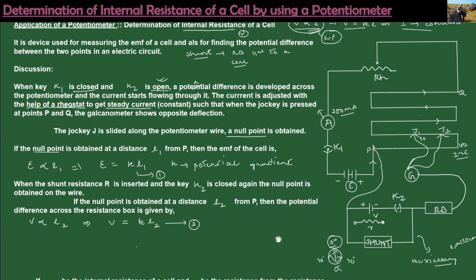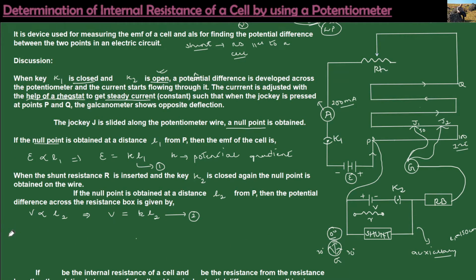Now, if we take equation 1 divided by equation 2, we will get some relation. This will be left hand side of 1 divided by left hand side of 2, equal to K L1 divided by K L2, which means that this ratio of EMF of the cell, E divided by V, will be equal to L1 divided by L2.